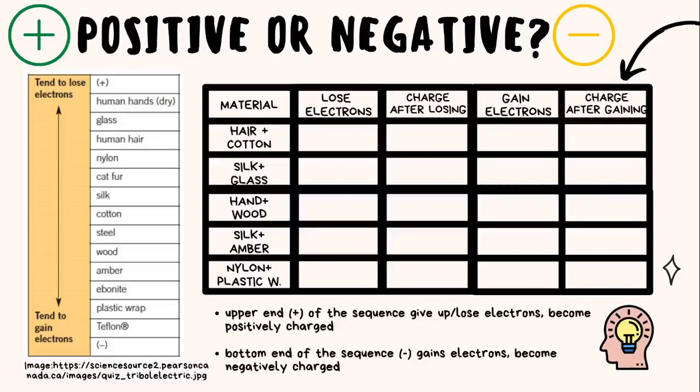Let us answer the first one, hair and cotton. Hair is found at the upper end while cotton is found at the bottom end of the series. This means that hair will most likely lose an electron when rubbed together with cotton, which will gain the electron. Cotton will become negatively charged and hair will become positively charged.